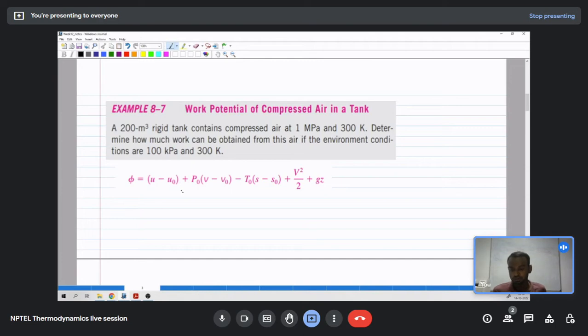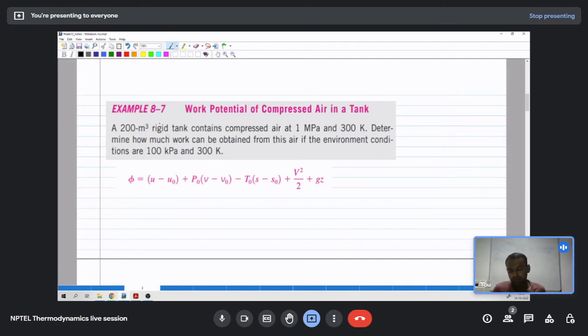Moving on to the next problem: there is a 200 meter cube rigid tank which contains compressed air at 1 megapascal and 300 Kelvin. Determine how much work can be obtained from this air if the environmental conditions are 100 kilopascal and 300 Kelvin. So this is a problem with availability. We are asked to find the availability of the tank with the compressed air.